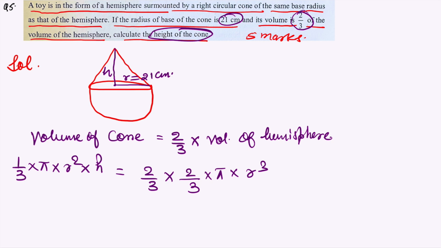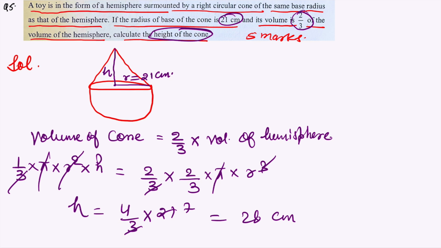Since the radius is the same, we can cut this. I will cut this and 3 will cut this. So h will be equal to 4 by 3 into r. r is 21, that is 3 7s are 21, so 28 centimeter. And this is the answer.